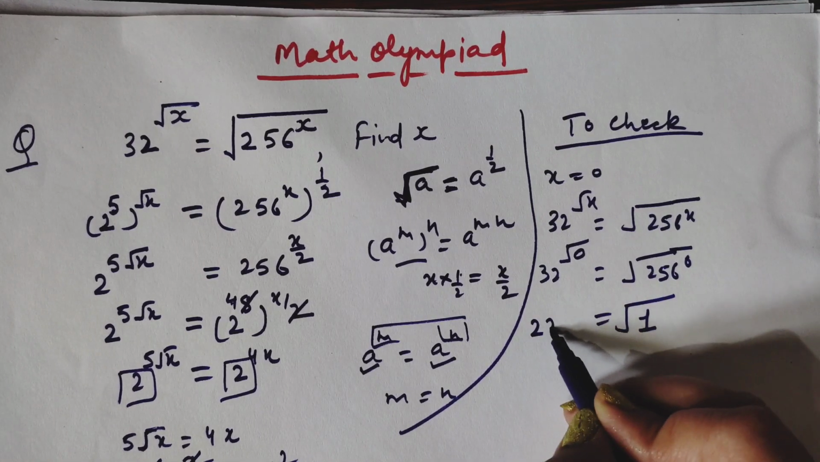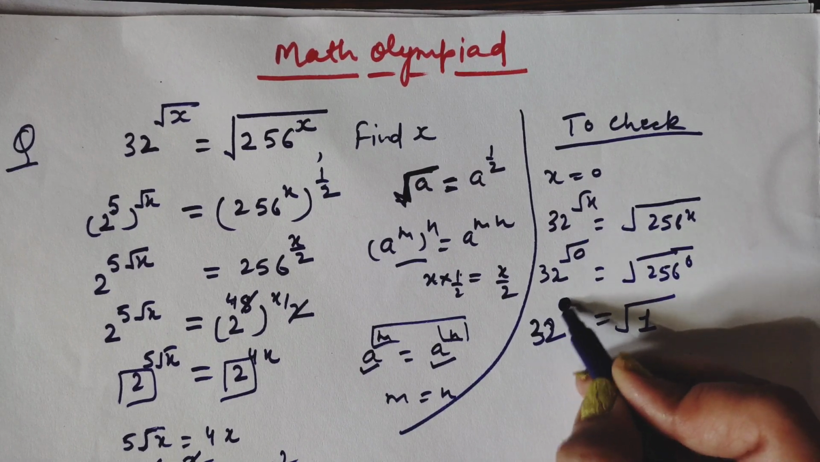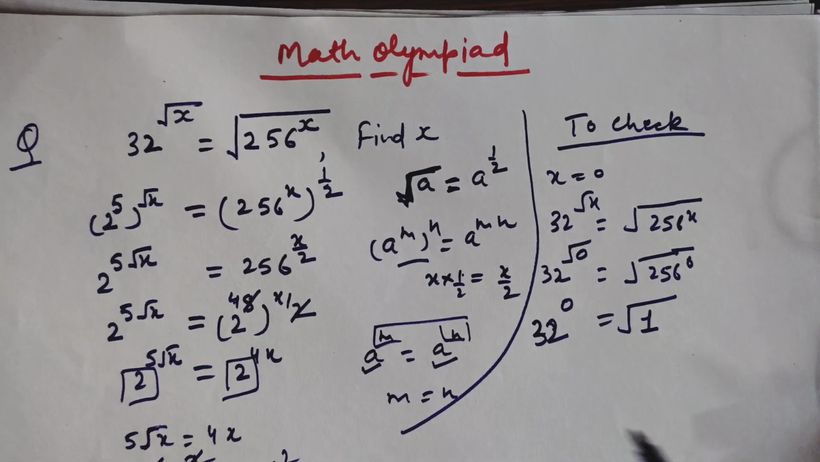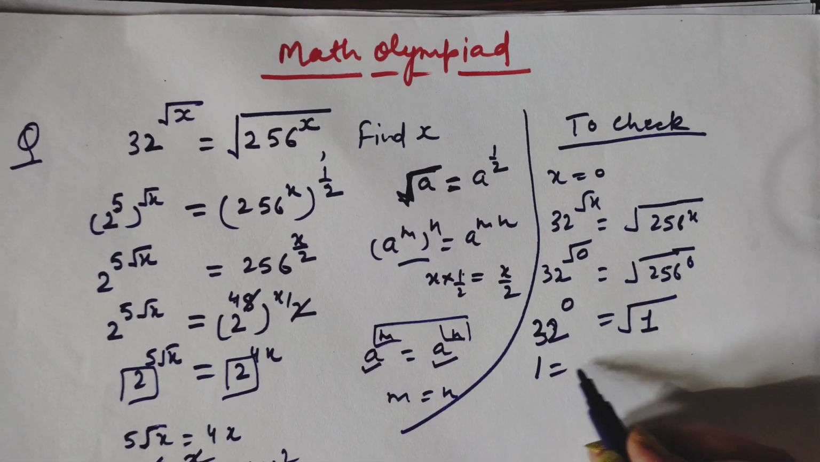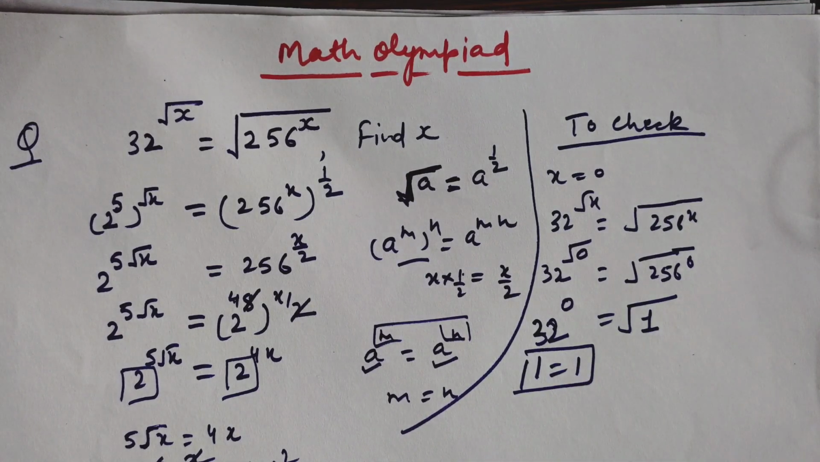And 32 power root of 0: root of 0 is 0, so again the number power 0 is 1, and root 1 is also 1. So you can see our left hand side is equal to the right hand side. So our question is verified.